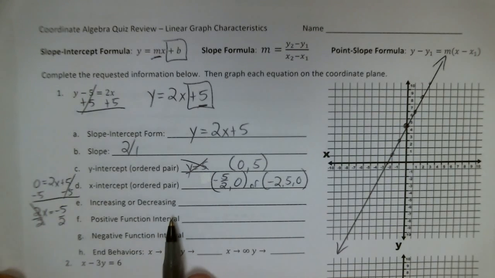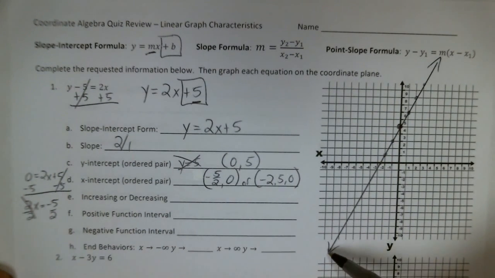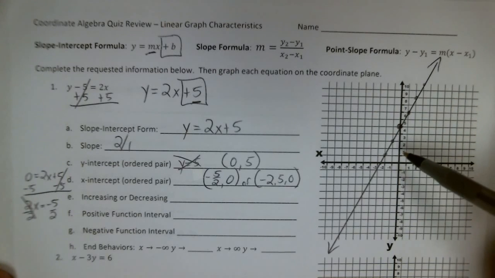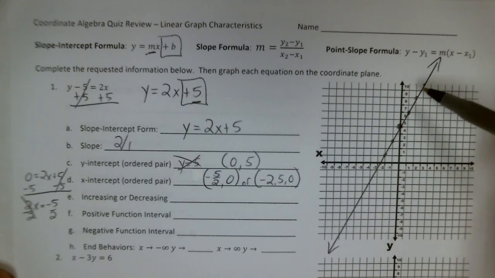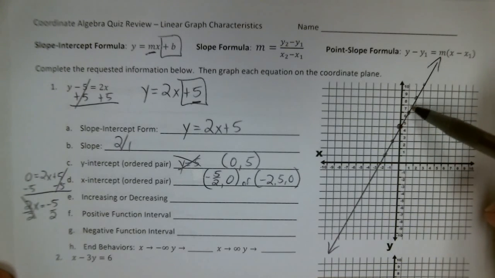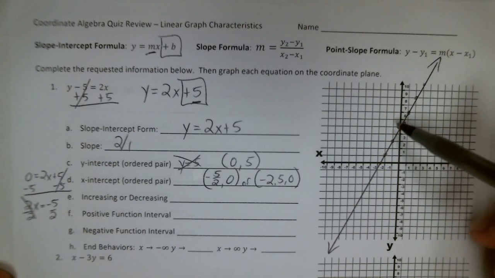Now, increasing or decreasing, how do I figure that out? I like to think about it in terms of real world, okay? The graph is going up, yes, but I think about it's increasing, it's got a positive slope. Think about a company if this were time and this were money. The company's making money. As time goes on, the price goes up.